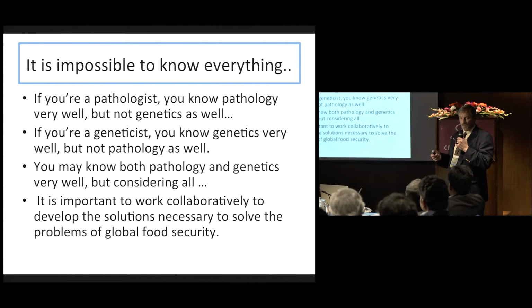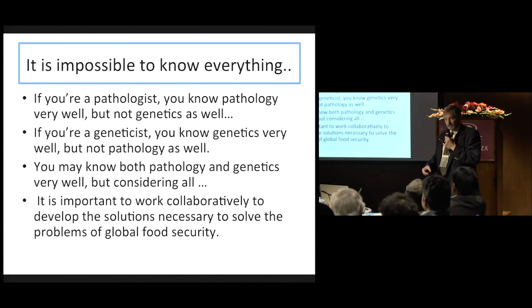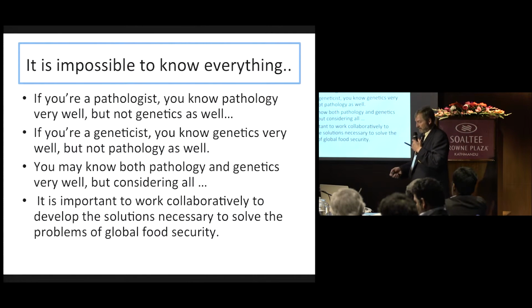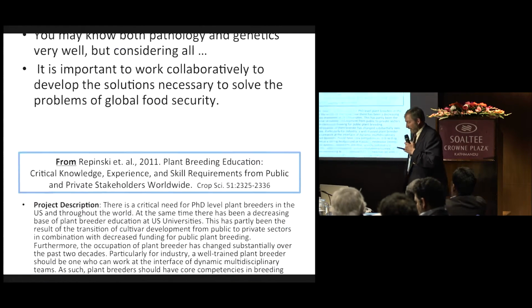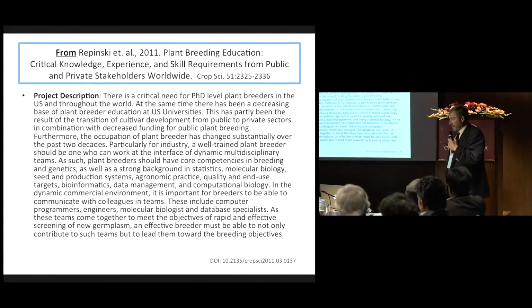And we have to be able to use those and integrate them into our program. We have to know people who know something about them so that we can communicate with them. So it is important to work collaboratively and develop the complex solutions, the complex integration of all those components into a progressive plant breeding program.